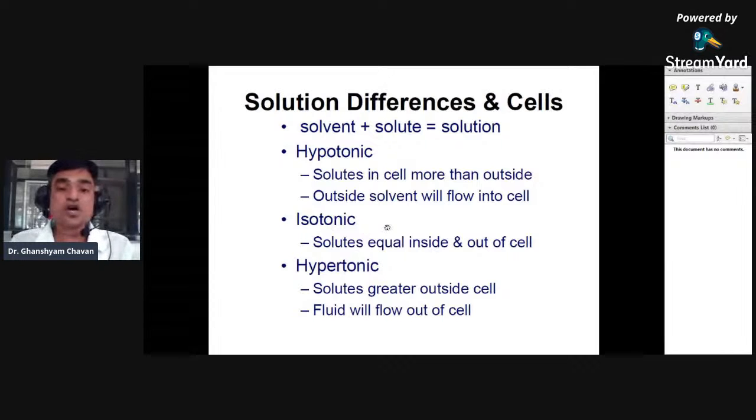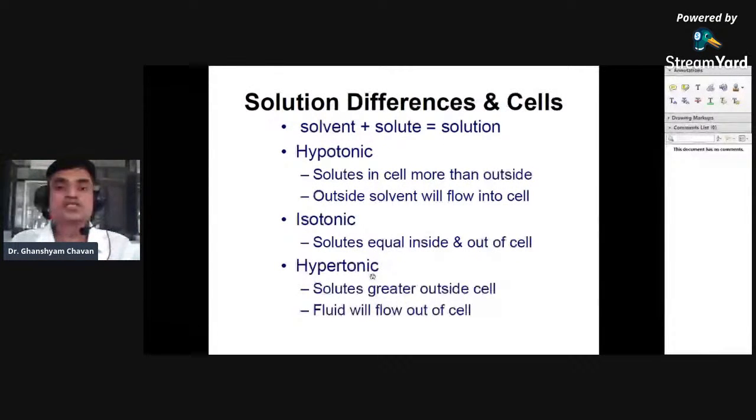For example, normal saline has a concentration of 0.8%. That concentration is isotonic to our body concentration. Or 5% dextrose, which has near about the same concentration as our body. So if you inject that solution into your body, nothing will happen to our RBC, WBC or platelets.